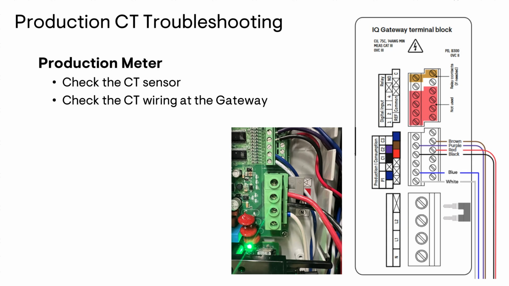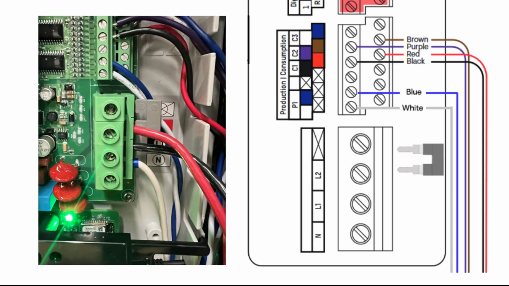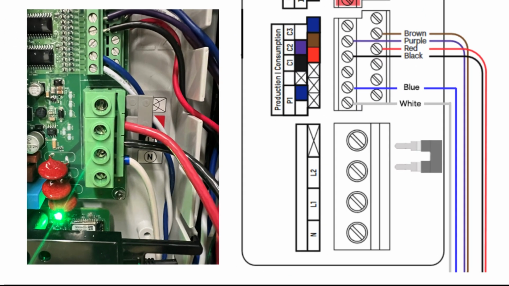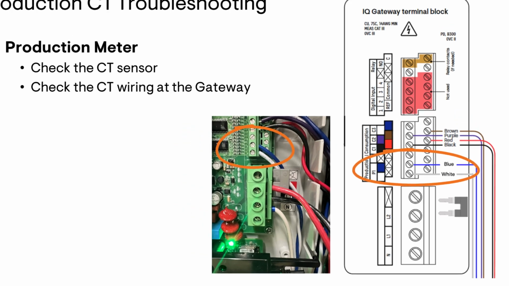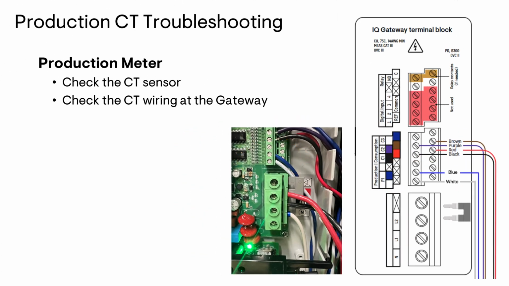With the secondary wires of the CTs, they need to be connected to the correct terminal blocks on the gateway. The white and blue wire from the production CT should be connected to the P1 terminals, with the white wire connecting to terminal 1 and the blue wire connecting to terminal 2 as shown in the picture. Make sure that the wires are also secure. Remember to reference the schematic for correct wire placement. When tightening the terminal blocks, remember that the torque setting is only 5 inch-pounds, don't over torque.